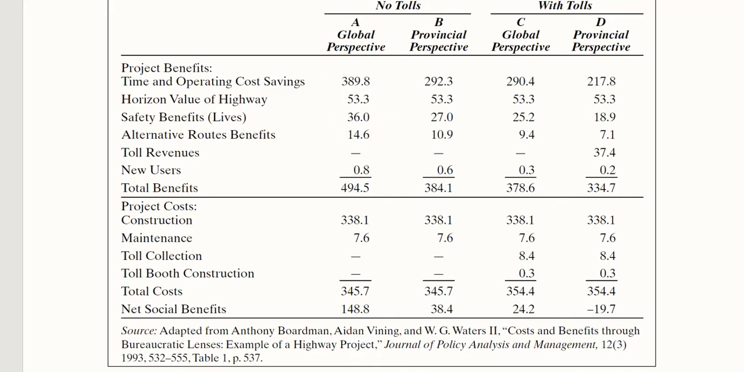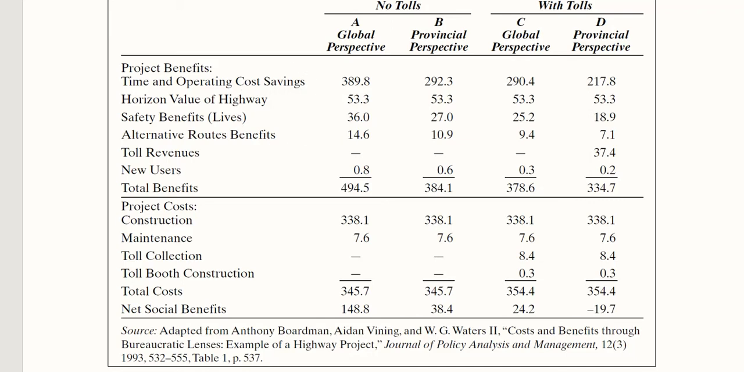This is having the highest value, that is from the global perspective, and definitely it is higher than the with tolls option. And again, the provincial perspective is having a higher value as compared to the provincial perspective under the with tolls dimensions. This is quite evident because when we do not have any tolls, more people will travel. So therefore, you can see the values are declining in the with tolls option.